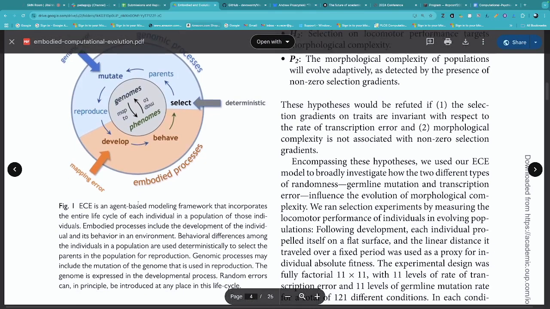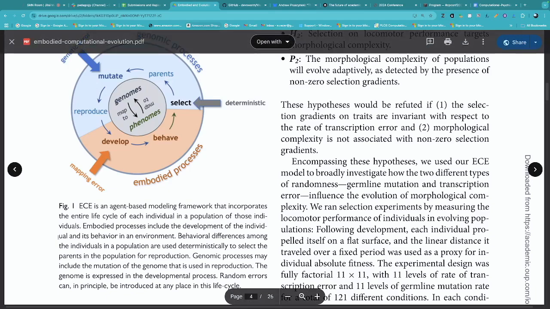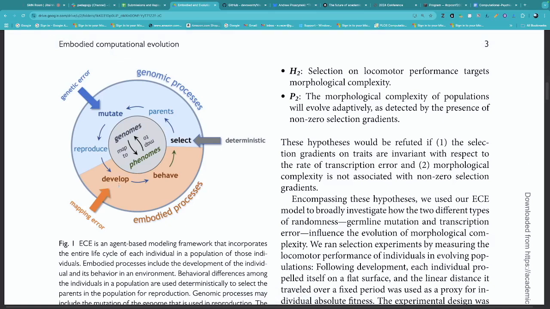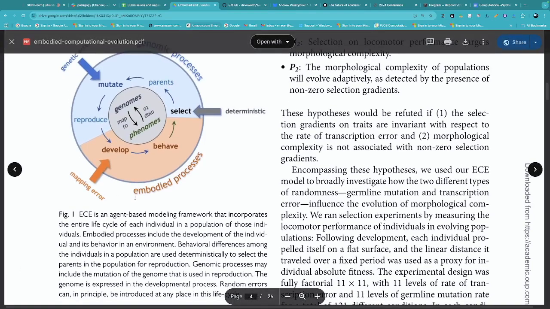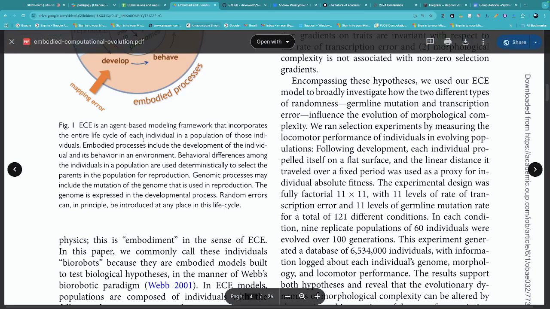So ECE is an agent-based modeling framework that incorporates the entire life cycle of each individual in a population of those individuals. So you have this population of agents that you're selecting on. You're mutating their genome. You're mapping the genotype to phenotype, or to behavior. And there's a mapping error in development. There's a genetic error in the mutation process that then leads to some variation in the population that you can select upon. So embodied processes include the development of the individual and its behavior in an environment.